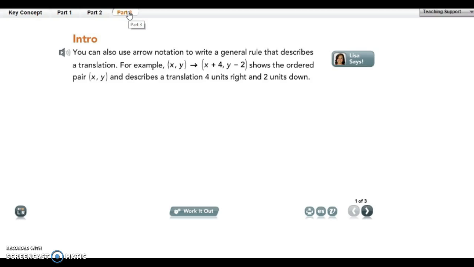So this slide just shows us that we're going to be able to write our description of our translations just like they have here. So we've gone from xy to being x plus 4 and y minus 2. Okay, so we're going to go ahead and give that a try.